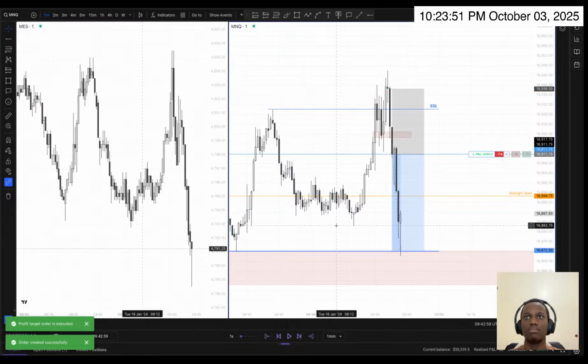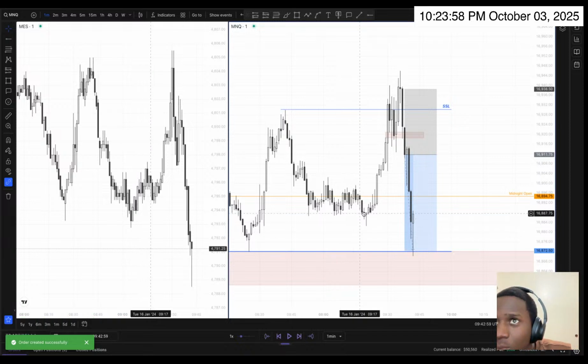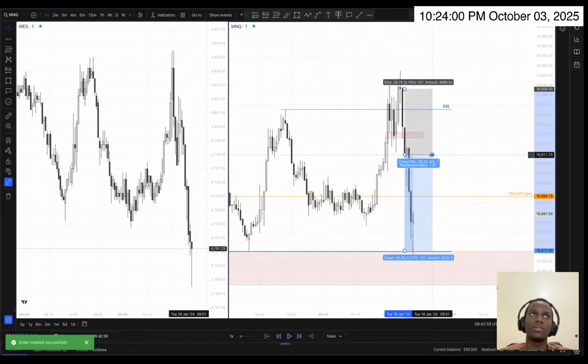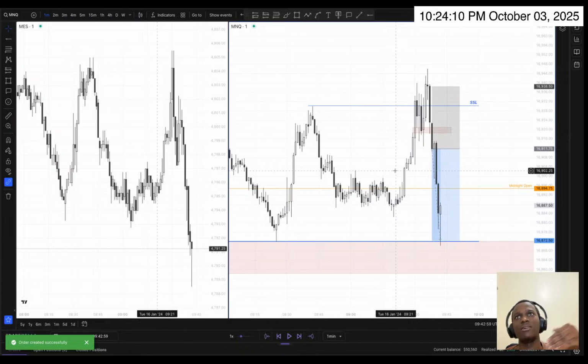Boom. Take profit directly. How much did we risk? It was a 1 to 1, yeah. So make 1% of this one. So sweep, inversion, and then we enter the moment it closes above the inversion. So this was a good trade.